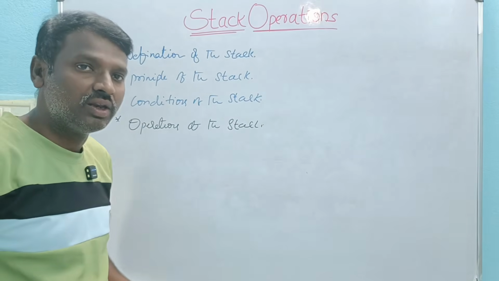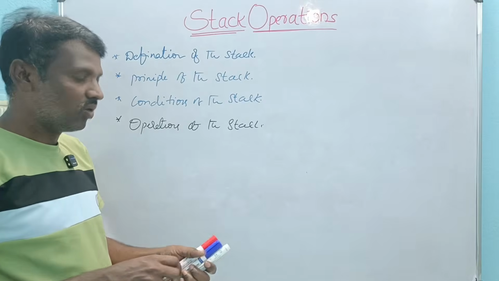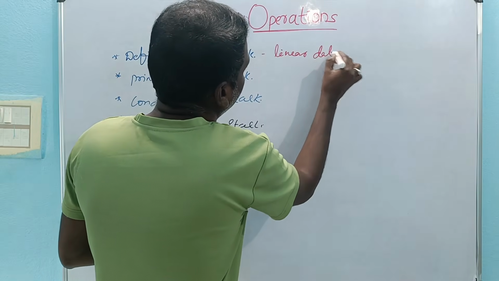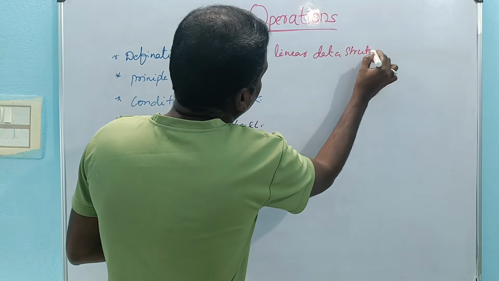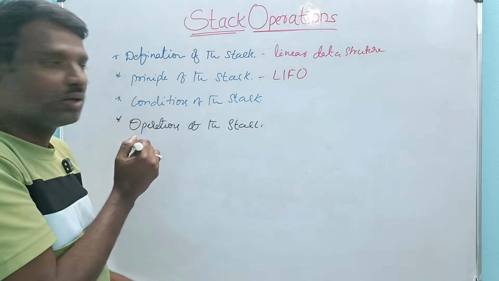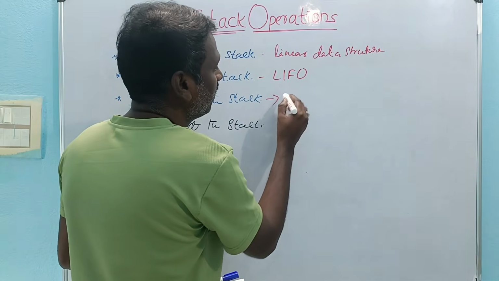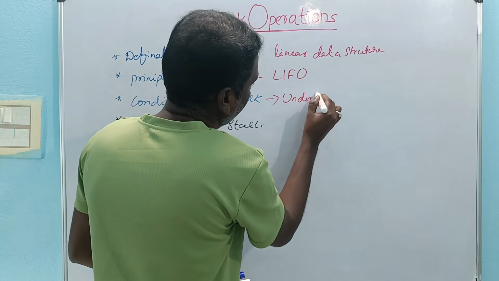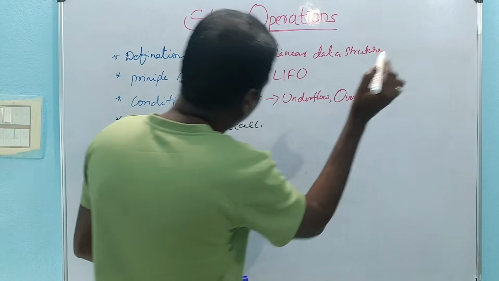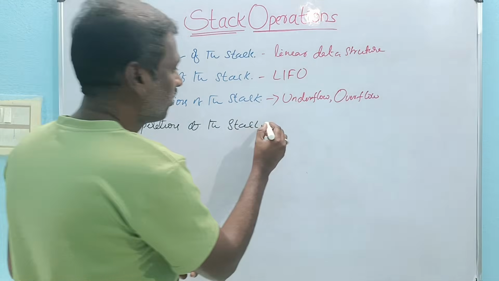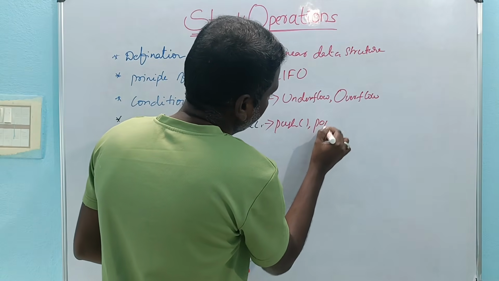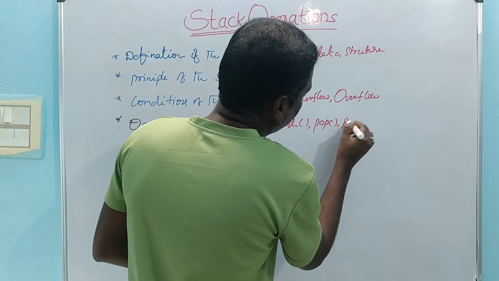What is the stack? Stack is a linear data structure. What is the principle? LIFO. What are the conditions of the stack? Underflow, overflow. And what are the operations of the stack? Push, pop, and peek.